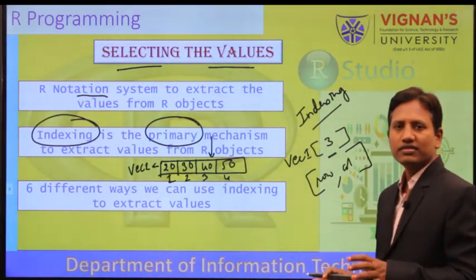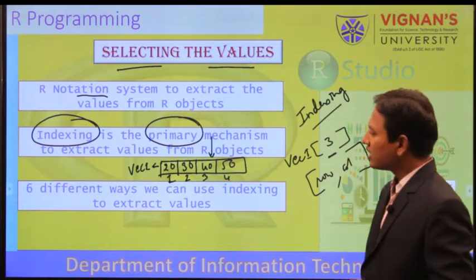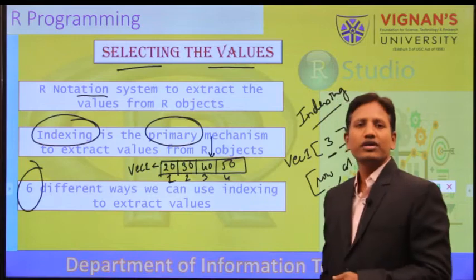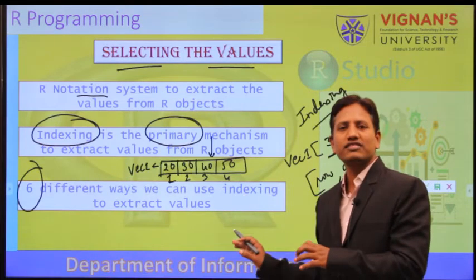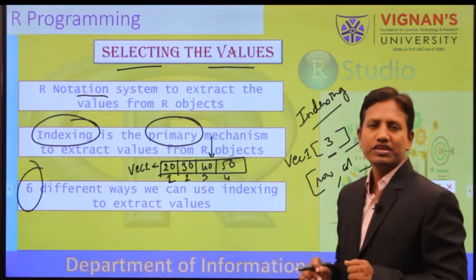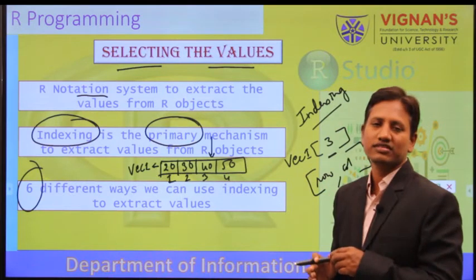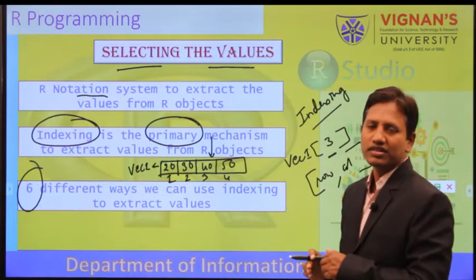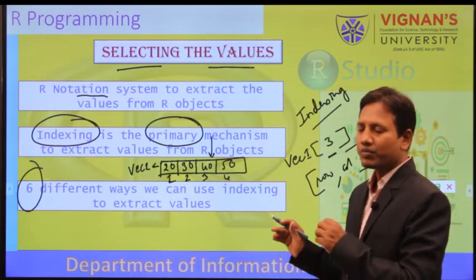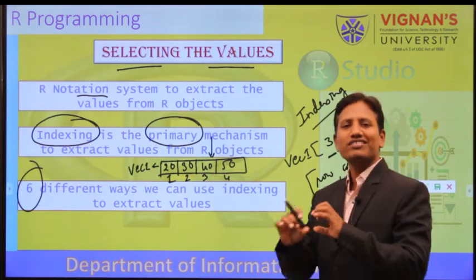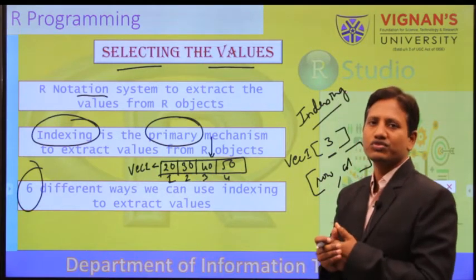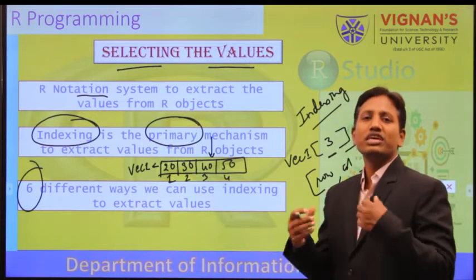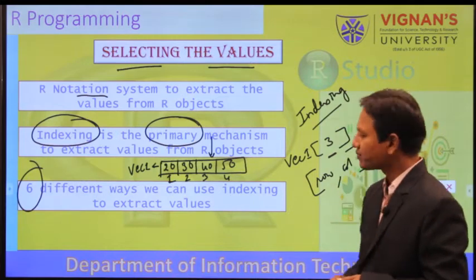But this class is essentially going to talk about the 6 different ways we can access this indexing. 6 different ways we can access, and in this talk we are going to learn what the ways are. This is an important thing because this is a versatile way to select the values. The R programming language allows us to select the values with ease in different ways.